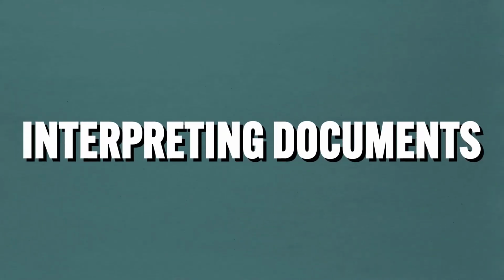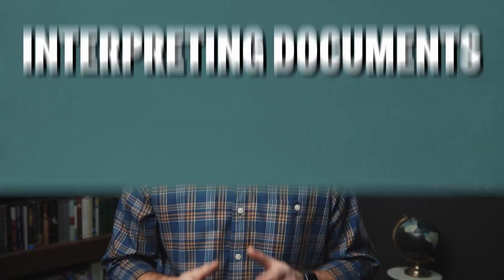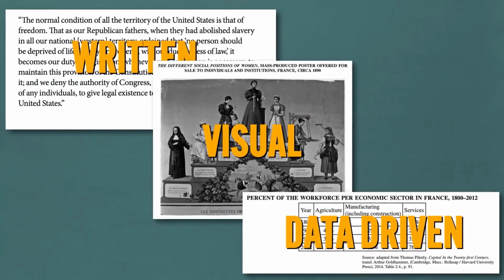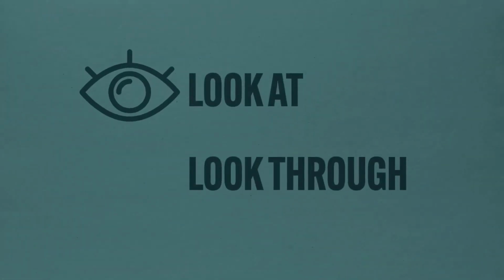Ready. So there are basically three kinds of documents generally that our students will encounter in our classroom. There are written documents, visual documents, and data-driven documents. And for all of them, the process of interpretation is pretty similar, and I break it down into a two-part process. You look at, and then you look through.